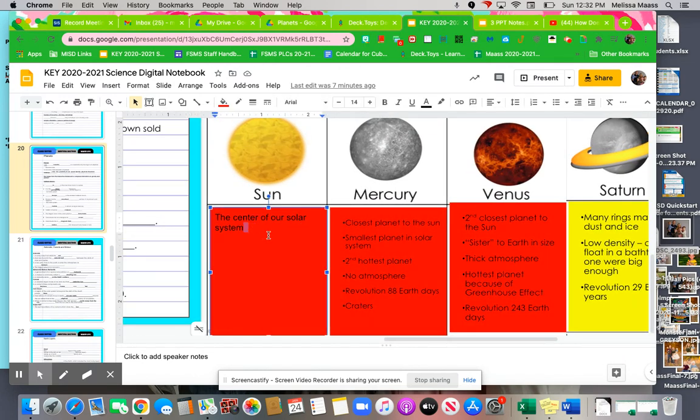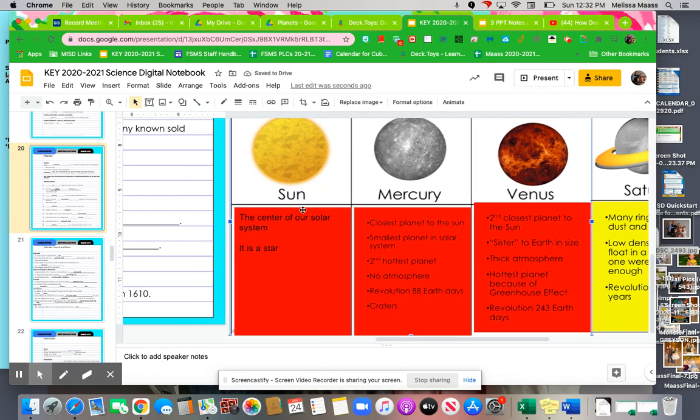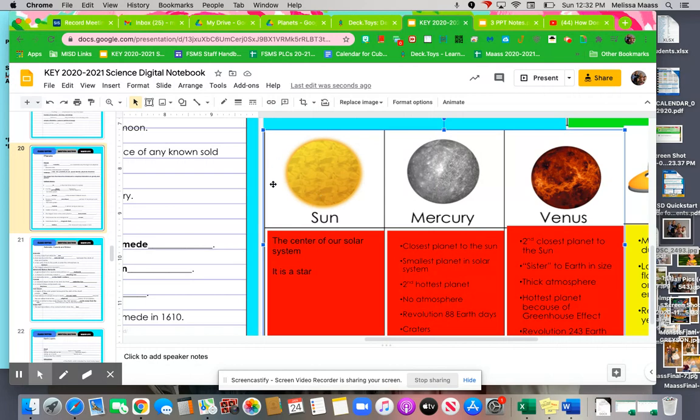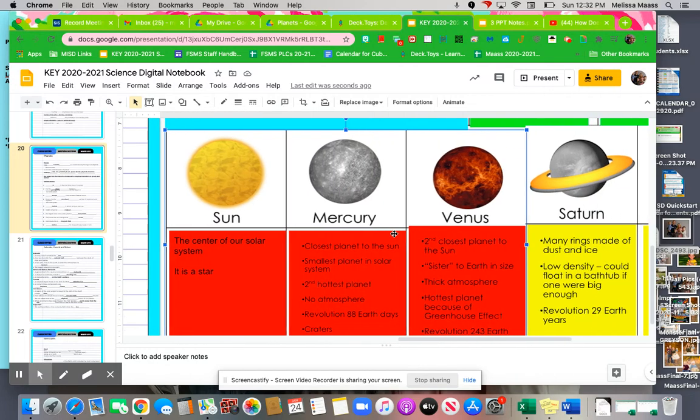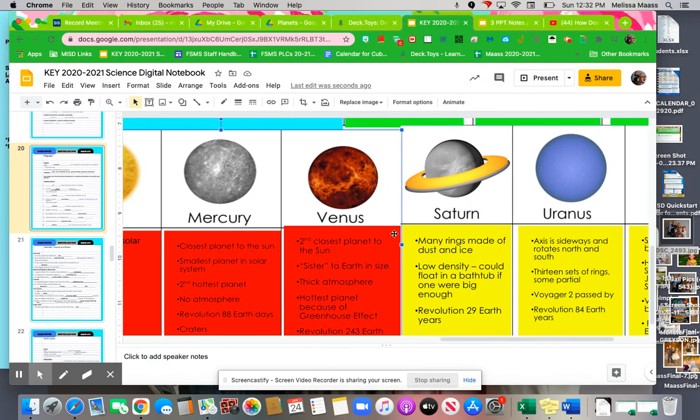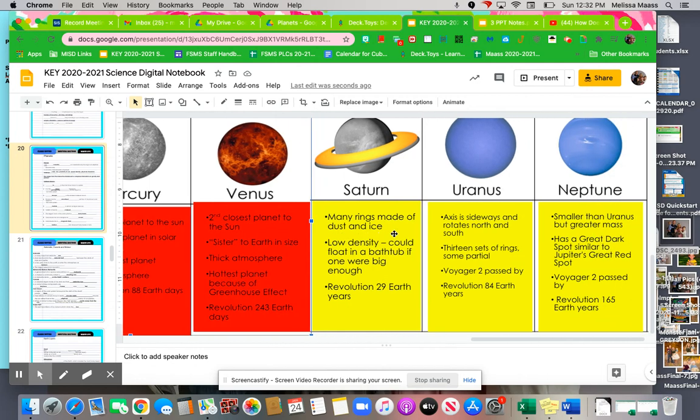I'm also going to add for the sun here, and you can hear my little girl whining, so I apologize about that. But the sun is a star. Many kids in the past have thought maybe it's a planet, but it's not a planet, it is a star, so make sure you know that. But everything is filled in here. If you need to pause and fill anything in, please do that.